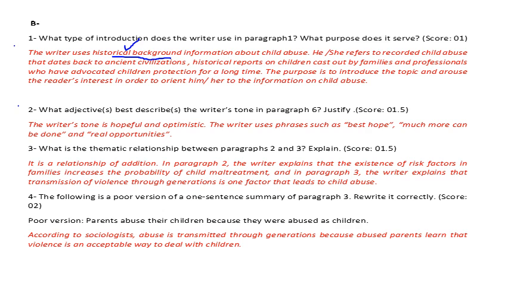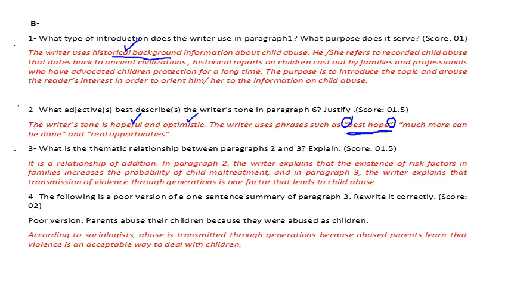What adjective best describes the writer's tone in paragraph 6? The writer, finally, in the final paragraph, is hopeful and optimistic that something can be done. There could be a solution because he used phrases like "best hope." Please, when you take a phrase directly as it is, you need to put it between quotation marks. And he said "much more can be done," and he used the phrase "real opportunities."